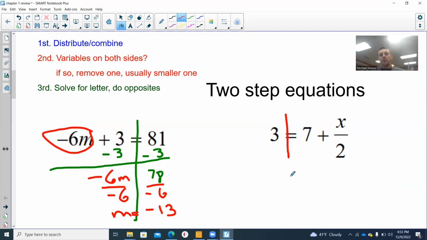This one's the same type of problem. Instead, though, of multiplication, because this says negative 6 times m, this one says x divided by 2. So eventually, we're going to multiply by 2. There's nothing to distribute or combine on either side of the equal signs. There's no variables on both sides, so I'm just going to move right to step 3, solving for the letter. So I'm going to minus 7 first to get rid of that plus or minus number. 3 minus 7 is a negative 4. And then I'm going to bring down this positive x over 2.